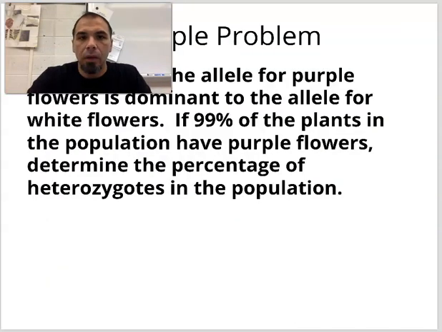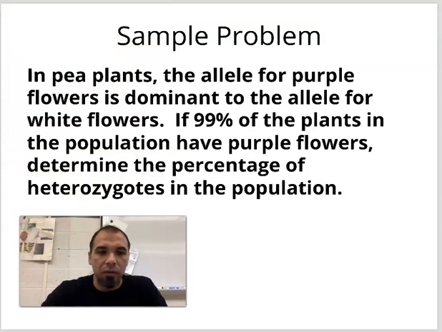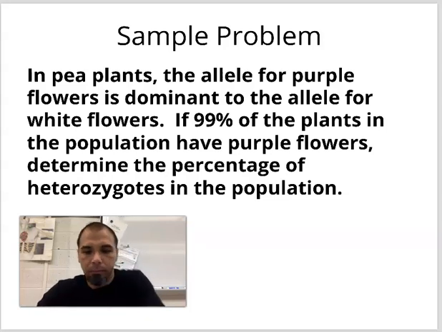So here's a sample problem, and I'll have to do another video on this. If a pea plant, the allele for purple flower is dominant to the allele for white. So purple would be your P, and white would be your Q. If 99% of the plant's population have purple flowers, determine the percentage of heterozygotes in the population. So 0.99 is purple flowers, and you know that your Q must be 0.01. You can work from there. Again, I'll do a whole separate video on these.